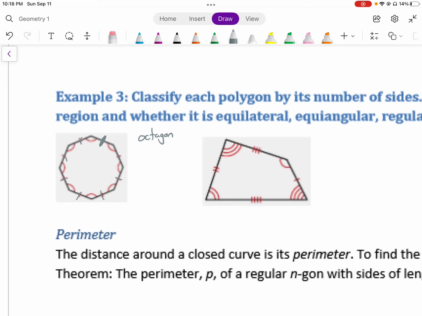Octagon. It is convex because it doesn't cave in at all. And it is regular because it's both equilateral and equiangular. Our next one, let's count those sides. 1, 2, 3, 4. So it's a quadrilateral.